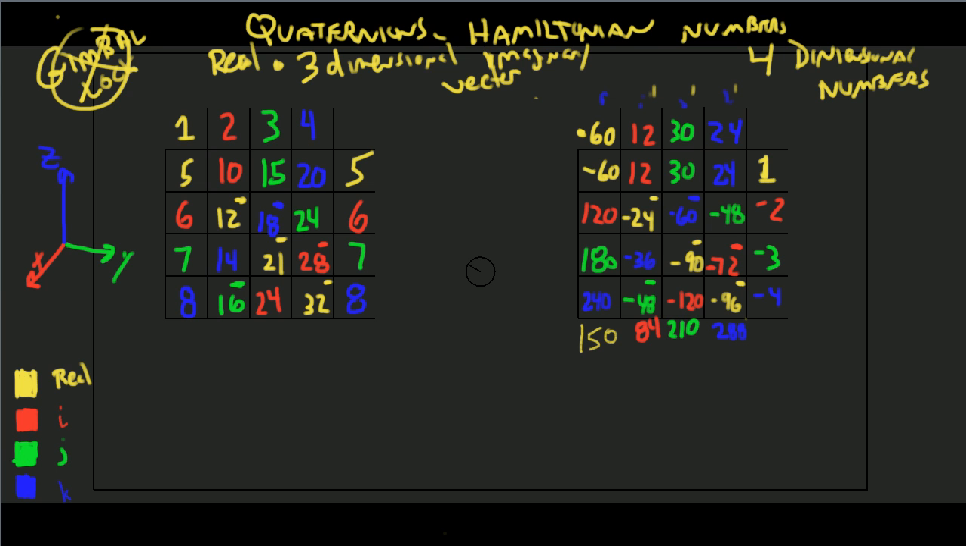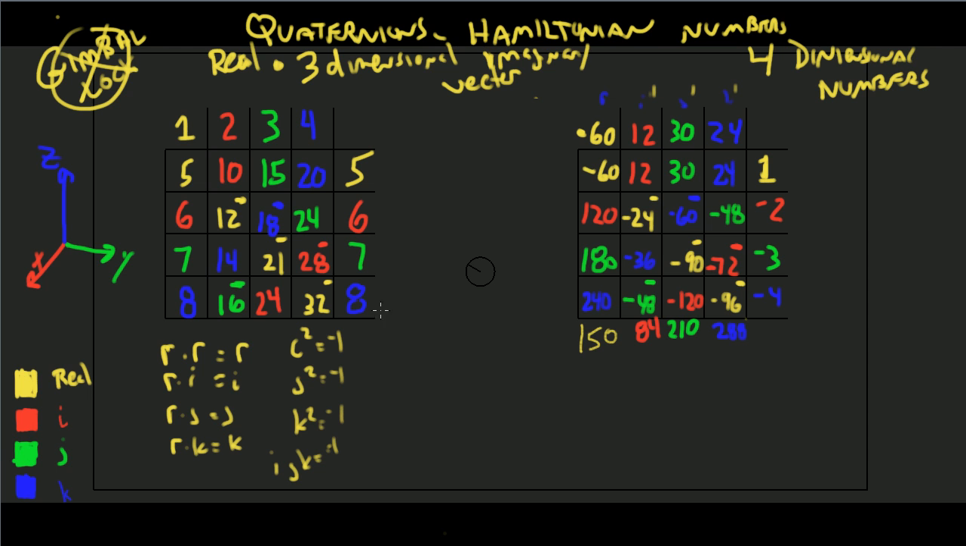So we know that a real times a real equals a real. We know a real times an i equals an i. A real times a j equals a j, and a real times a k equals a k. We know that i squared equals -1, j squared equals -1, and k squared equals -1. We don't have an ijk multiplication here, but we also know that ijk equals -1.